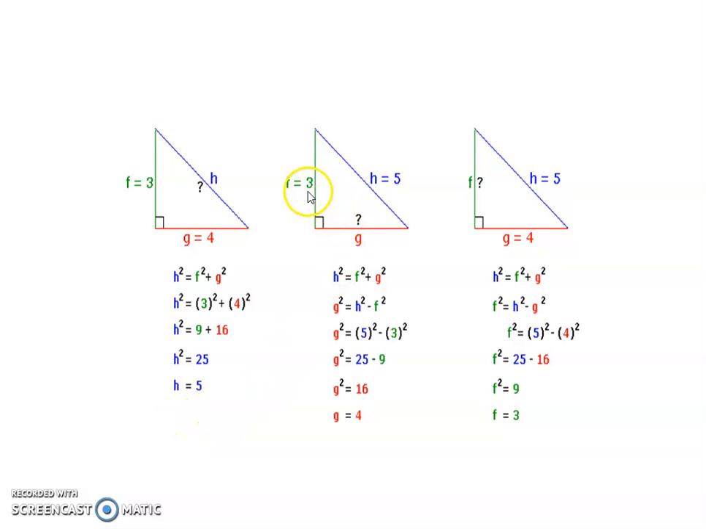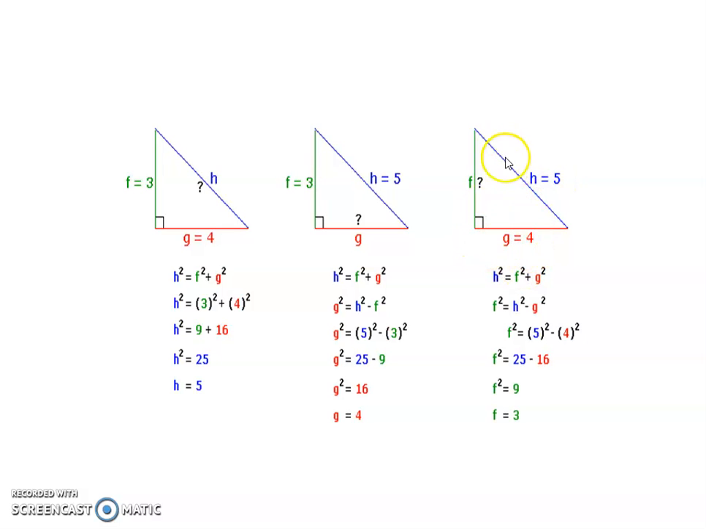Now in the second diagram, f is equal to 3 and h is equal to 5 are given. What is g? In this example, we find it using the Pythagoras theorem. H square is equal to f square plus g square. Now we have to find g square. G square remains the same. F square goes to the other side, so it becomes negative. That's why h square minus f square. H square value is 5 square. F square value is 3 square. 5 square is 25, 3 square is minus 9. So 16 is the final answer. So g square is equal to 16. G is equal to 4.